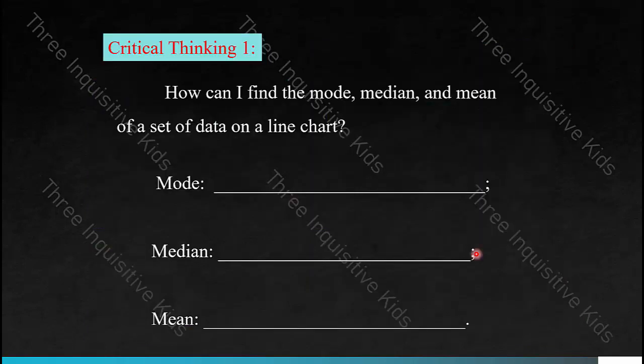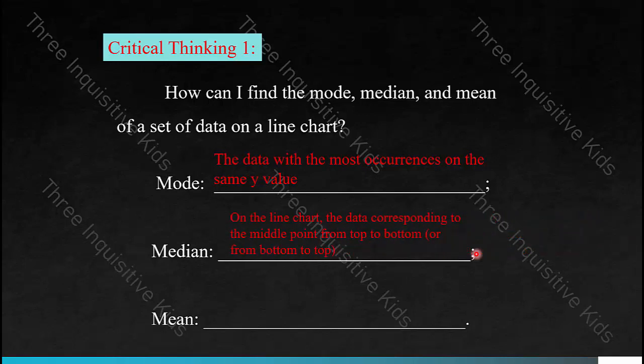Critical thinking number 1. In a line chart, you can find the mode, which is the data with the most occurrences on the same y value, the median, on the line chart, the data corresponding to the middle point from the top to bottom or from the bottom to top, and the mean. So this can be estimated from the mode and median and then checked using the algorithm we learned for calculating means.